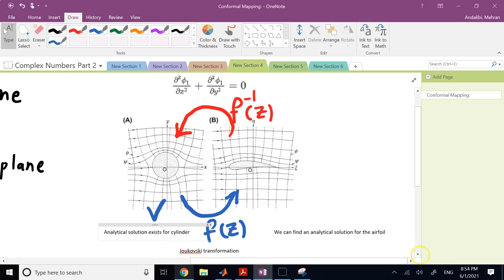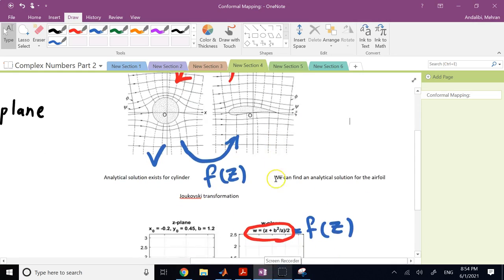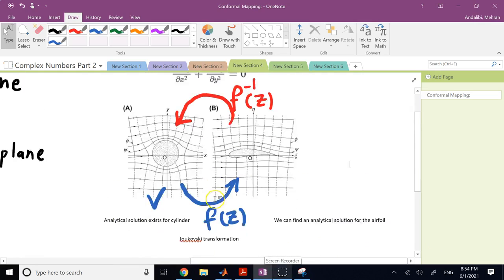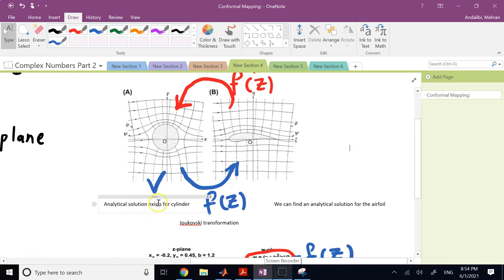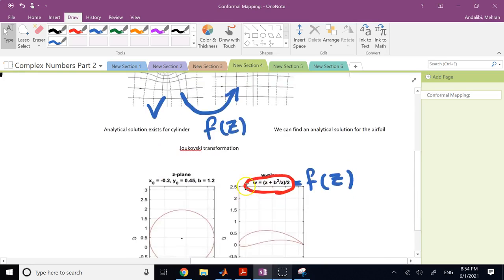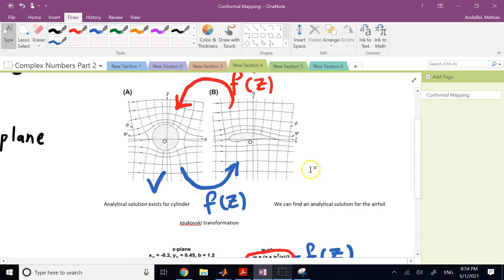So for the cylinder, an analytical solution exists. Now, thanks to this transformation, I can apply it to that analytical solution around the cylinder and find the analytical solution for what? For the airfoil. Once I know the phi's and the size and the equation of them, it is going to be really amazing for predicting how the fluid, like air, would behave around the airfoil.